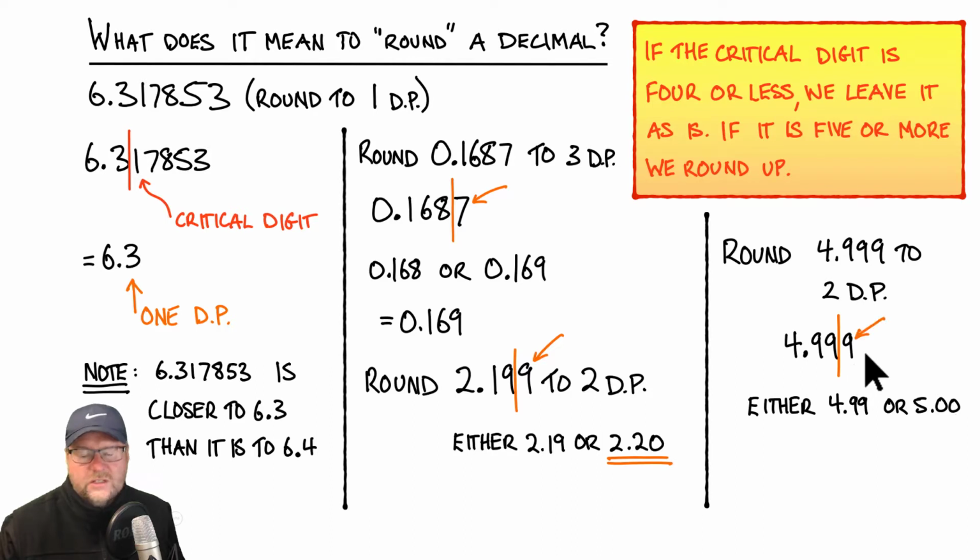Now look at my critical digit. It's definitely 5 or more, so I'm going to round it up to 5. Guys, that's what we mean to round a decimal. So remember to count out your decimal places, chop it, have a look at the critical digit and decide: is it going to stay the same or is it going to get rounded up? Good job. Well done.